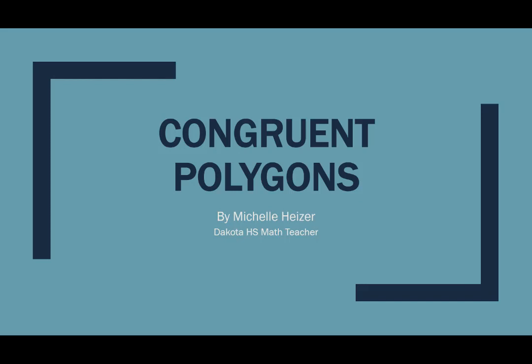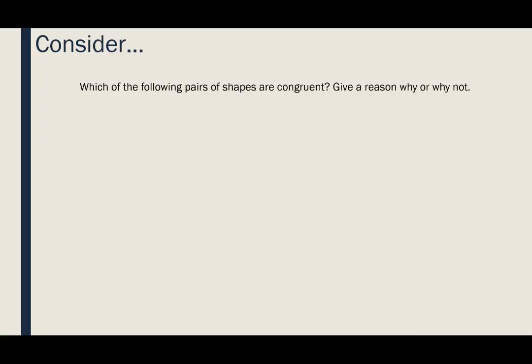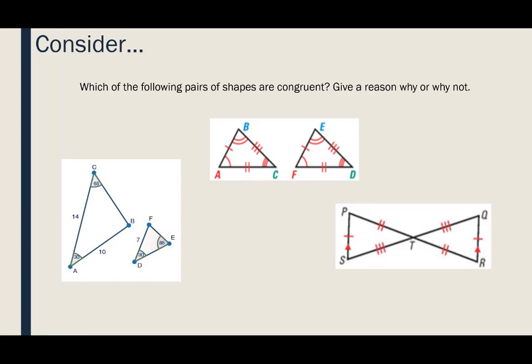This lesson is on congruent polygons. So consider the following. Which of the following pairs of shapes are congruent? Give a reason why or why not. Write this reason on your paper.